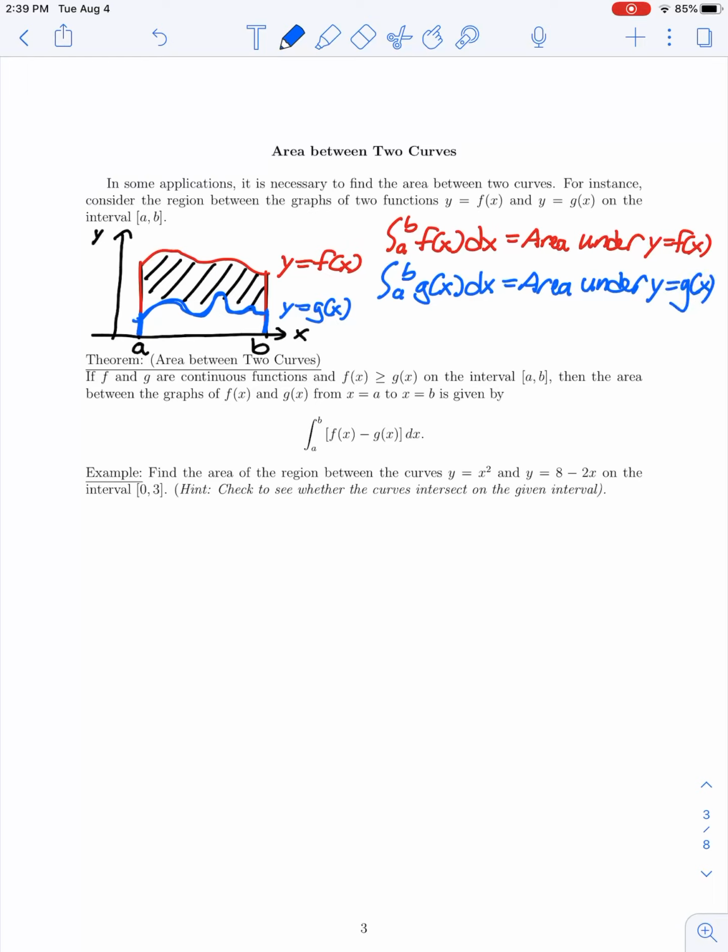So to find the area between these two, well, I could take the total area under the graph of f of x, and if I were to subtract the area under the graph of g of x, then I'm just left with the shaded area that I was interested in. So to get the area between these curves, let's call that A, I would take the area under the larger curve and subtract the area under the smaller curve.